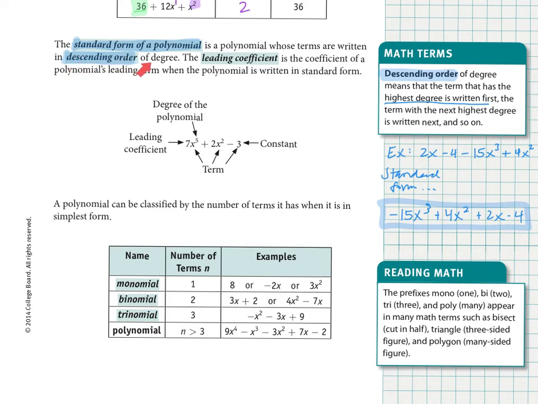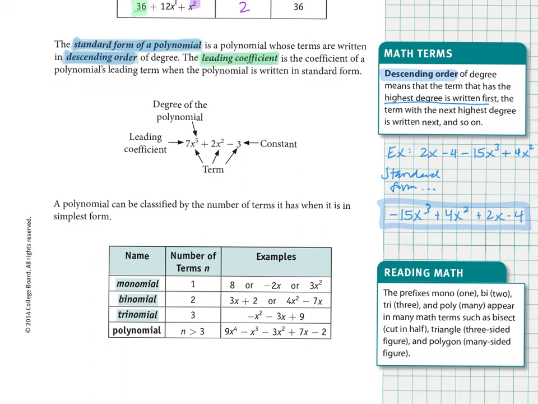Going back up to where we last left off, it says the leading coefficient. So let's highlight that. The leading coefficient is the coefficient of the polynomial's leading term when a polynomial is written in standard form. Oh, so that's why we're talking about standard form. So we have this polynomial in this order, and we're looking at the coefficient, remember, the number in front of our variable, of our leading term.